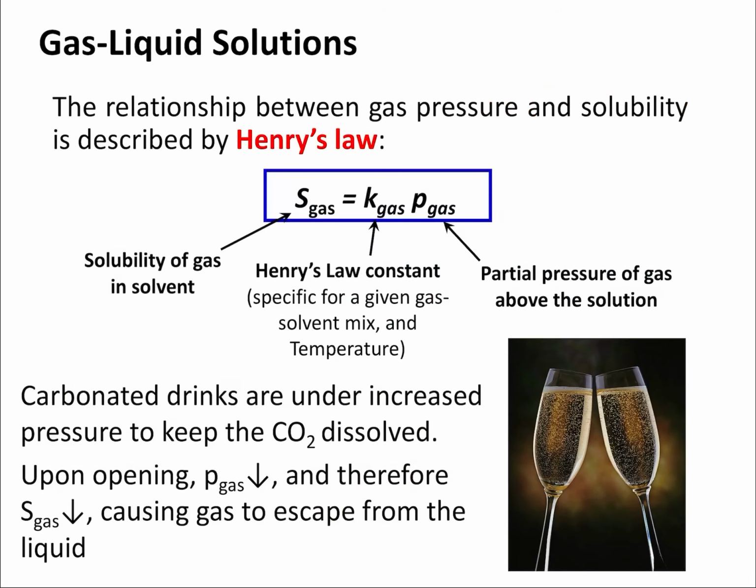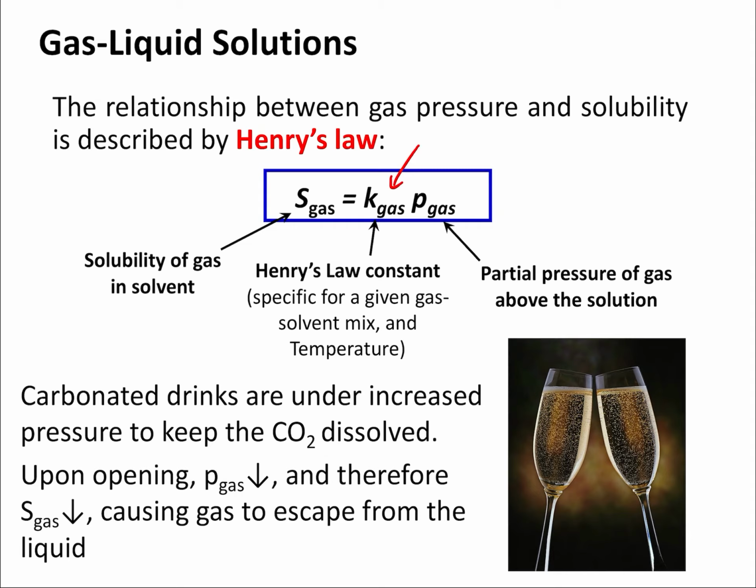Well, one thing that we do know is that the solubility of a gas in a solvent is directly proportional to the pressure of the gas, the partial pressure of the gas above the solution. And this relationship is known as Henry's law. It's a very simple relationship. The solubility of a gas is equal to the pressure of the gas above the solution multiplied by a constant K, which is called the Henry's law constant.